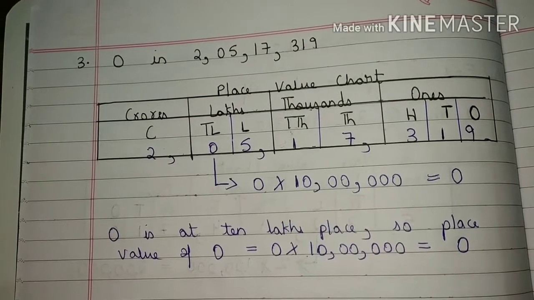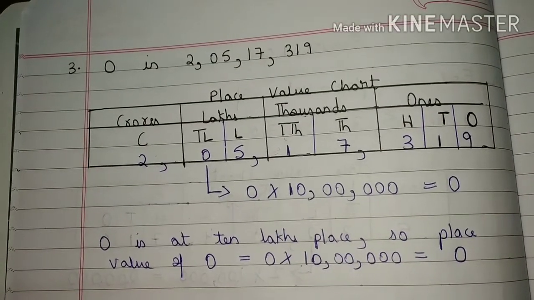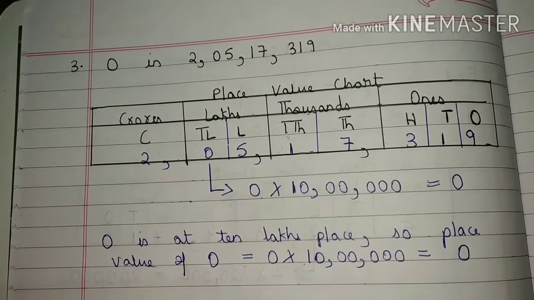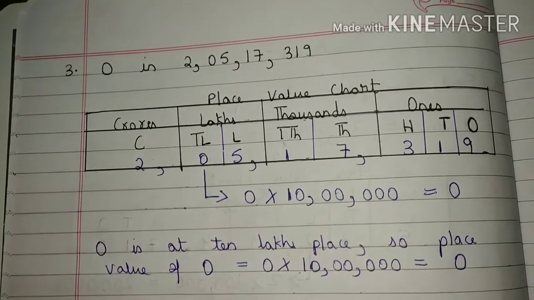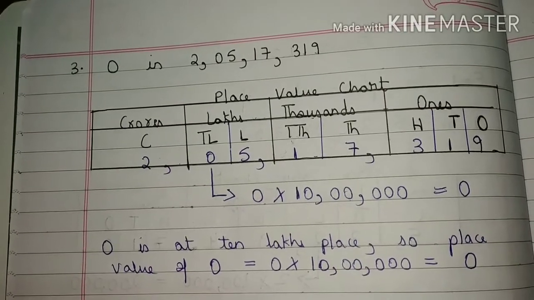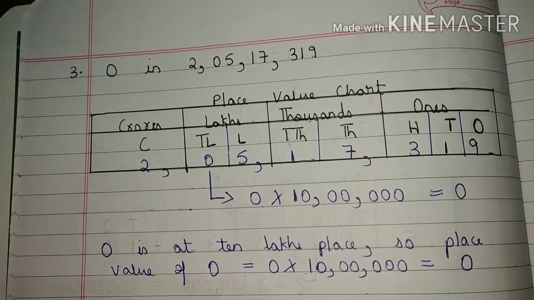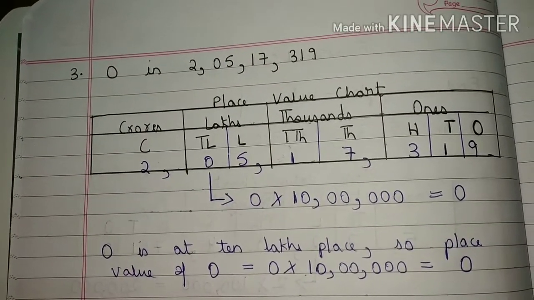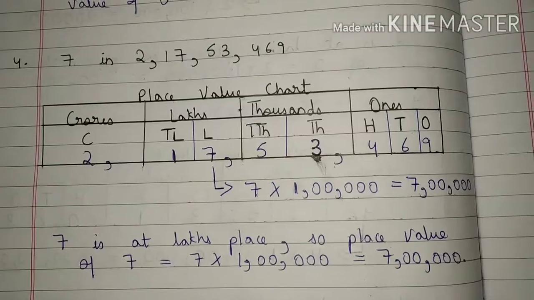Students, always remember that place value of 0 is always 0. Because if you multiply 0 by any number, you will get answer 0. So place value of 0 is always 0.